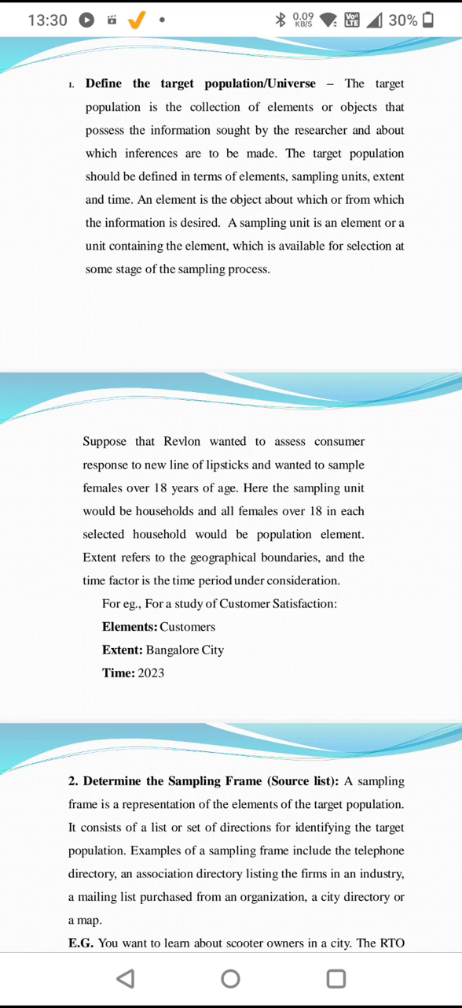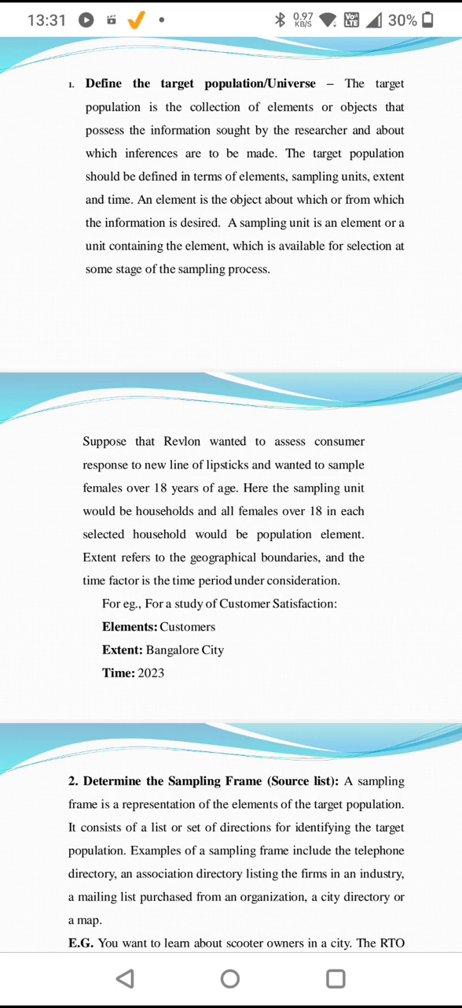Suppose that Revlon wanted to assess consumer response to new line of lipsticks and wanted to sample females over 18 years of age. Here the sampling unit would be households and all females over 18, and each selected household would be population element. Extent refers to the geographical boundaries and the time factor is the time period which is under consideration. For example, for a study of customer satisfaction, elements would be customers and extent is Bangalore city, time is 2023.